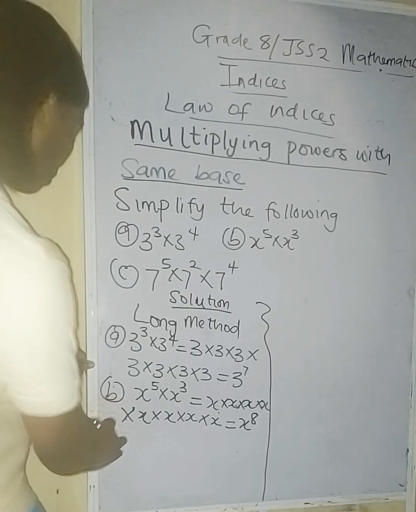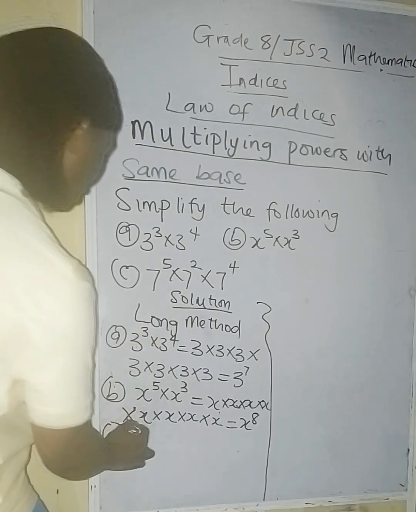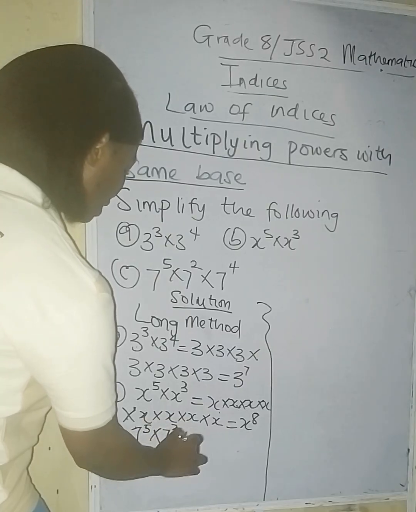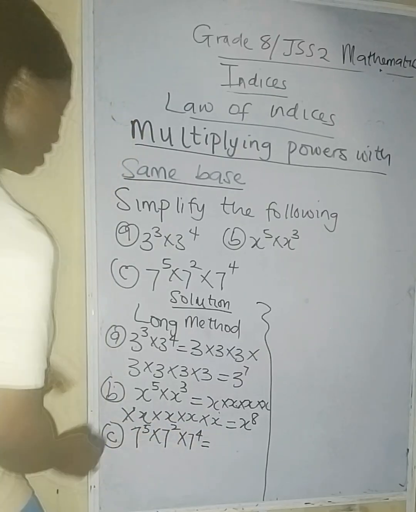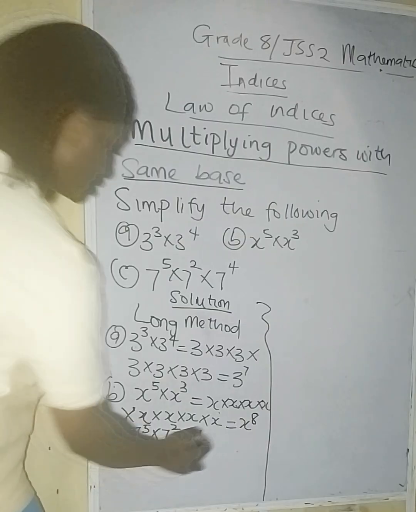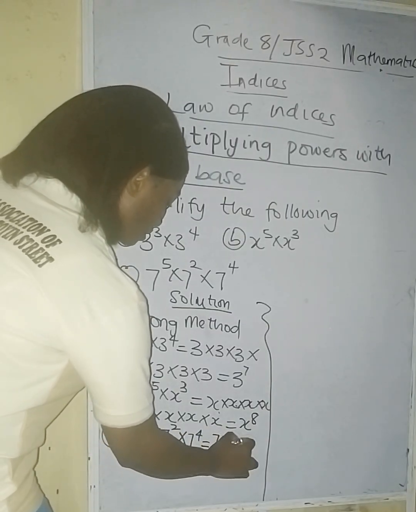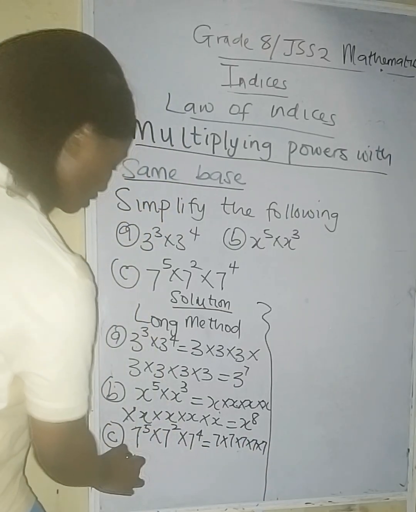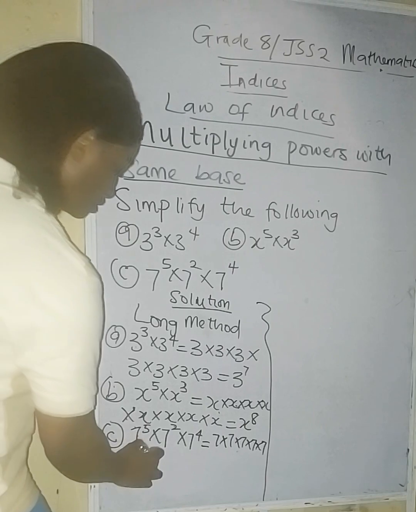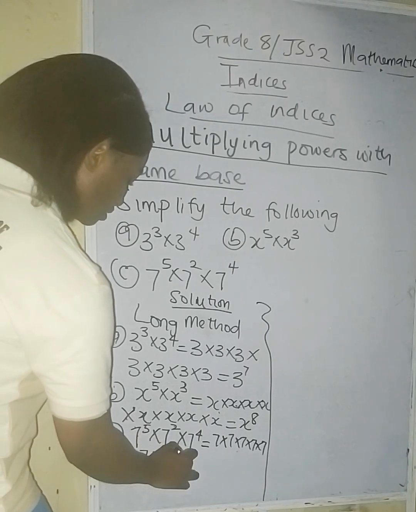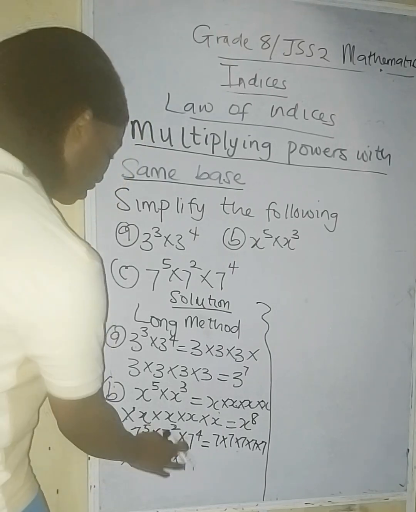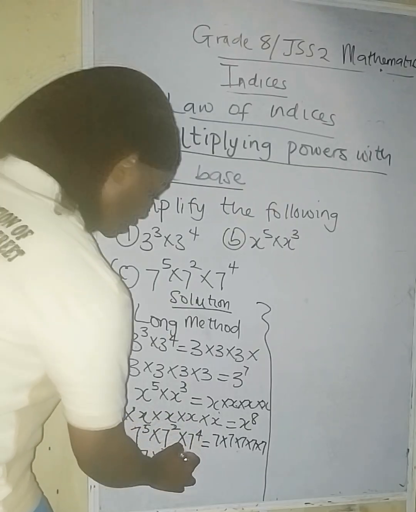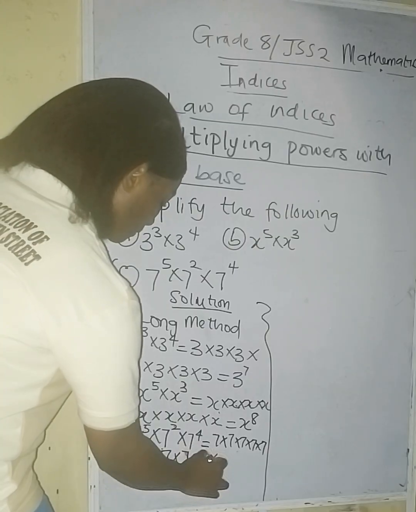Very simple. So now the last one is this: 7 raised to power 5 times 7 raised to power 2 times 7 raised to power 4. So now let's do that. 7 will appear 5 times here: 7 times 7 times 7 times 7 times 7. That's for the first one. The second one is 2 times: 7 times 7. The last one is 4 times: 7 times 7 times 7 times 7.